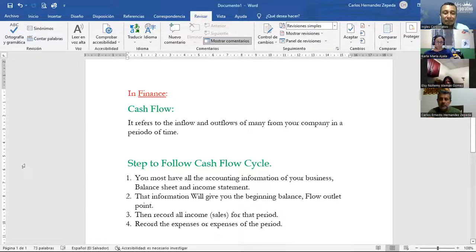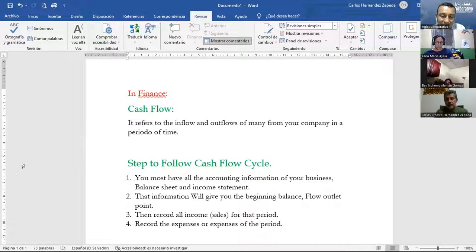It's the same, but in different words. It refers to the inflows and outflows, right? Of money from your company in a period of time. Inflow is like income. Outflows is like expenses, salidas de dinero, right? It's the same, but in different words. The same in different words.